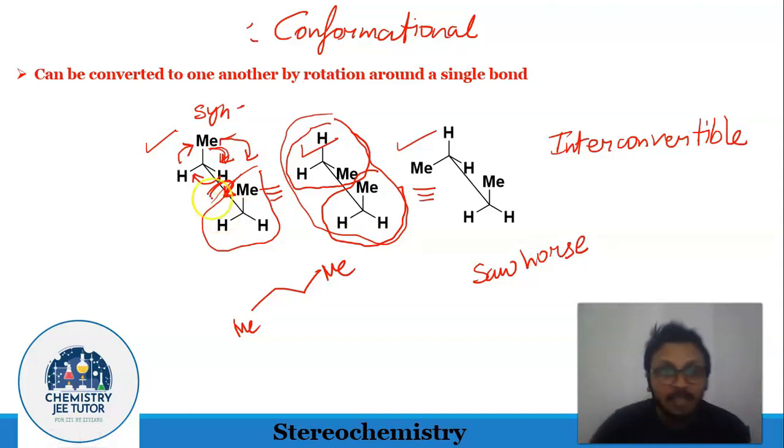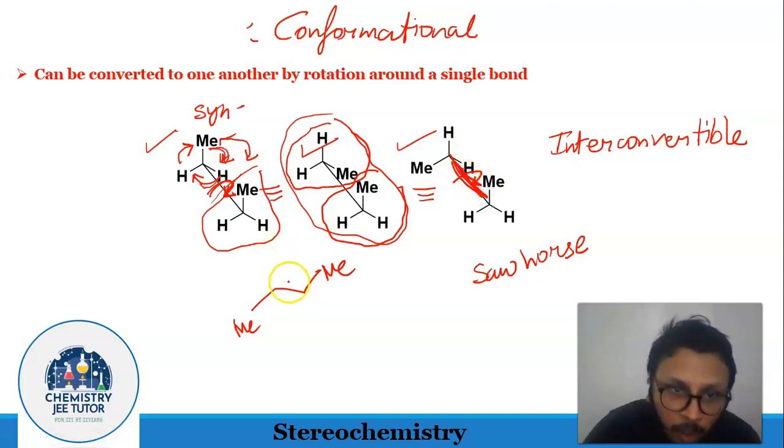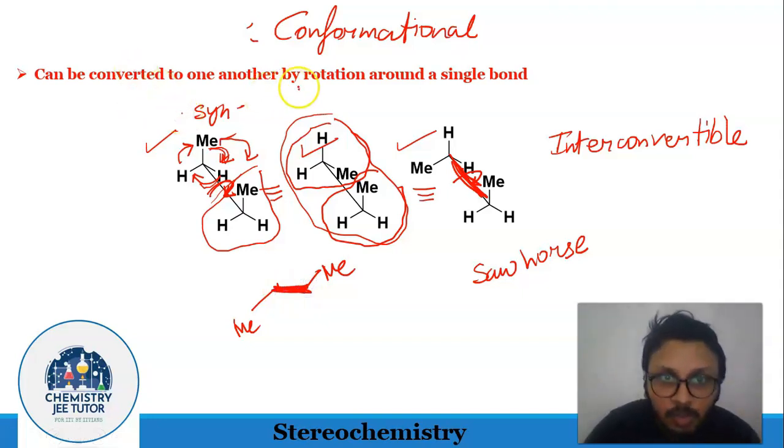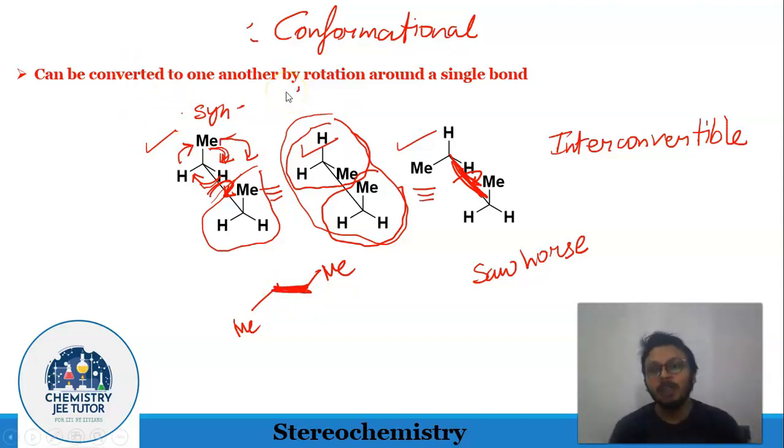So these are the same molecules. These are isomers which can be interconverted. This can be converted to this by simple rotation around this bond. And again, this can be converted to this by simple rotation around this straight bond, the bond we are considering here. By simple rotation, we can convert this isomer to this isomer. So these are conformational isomers.